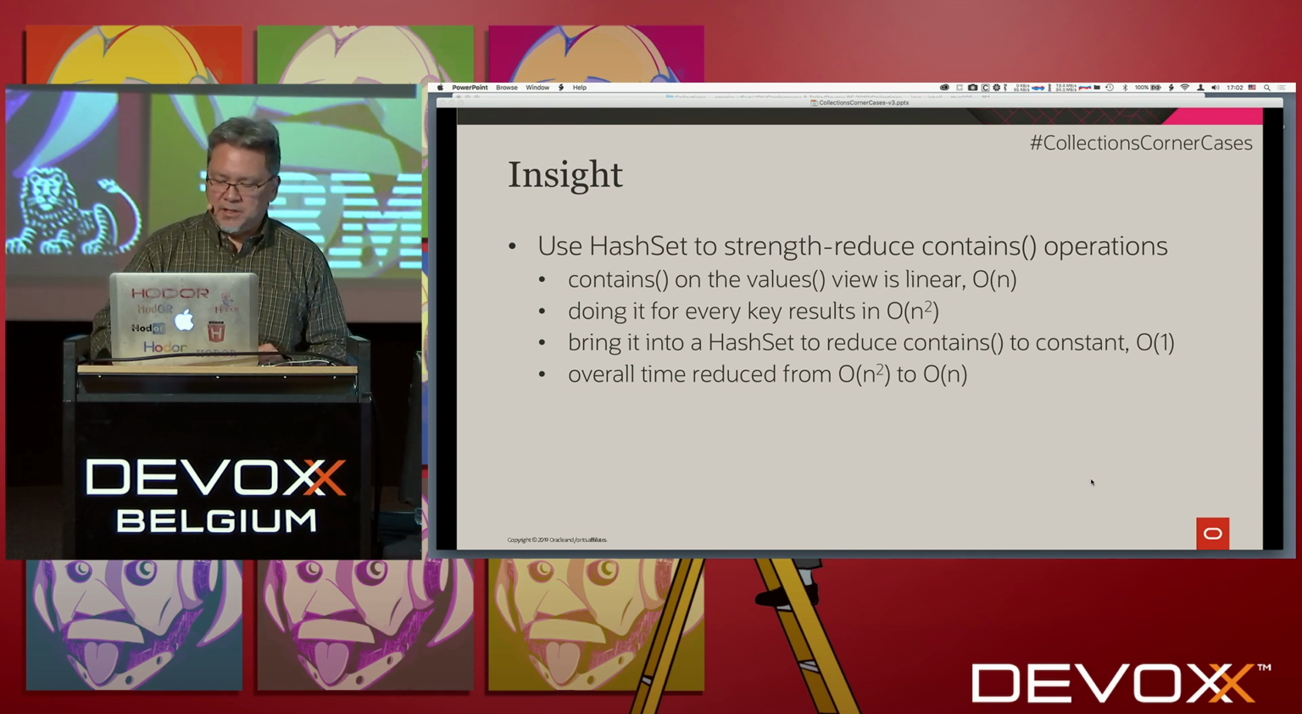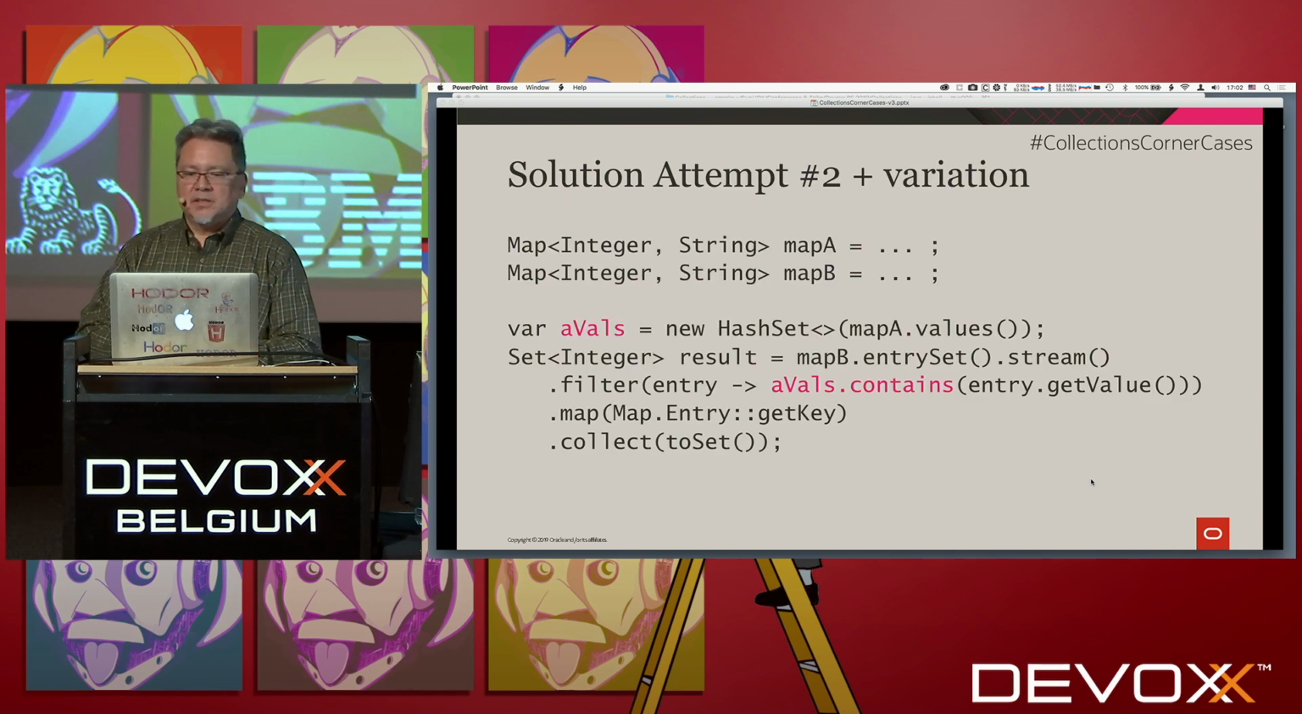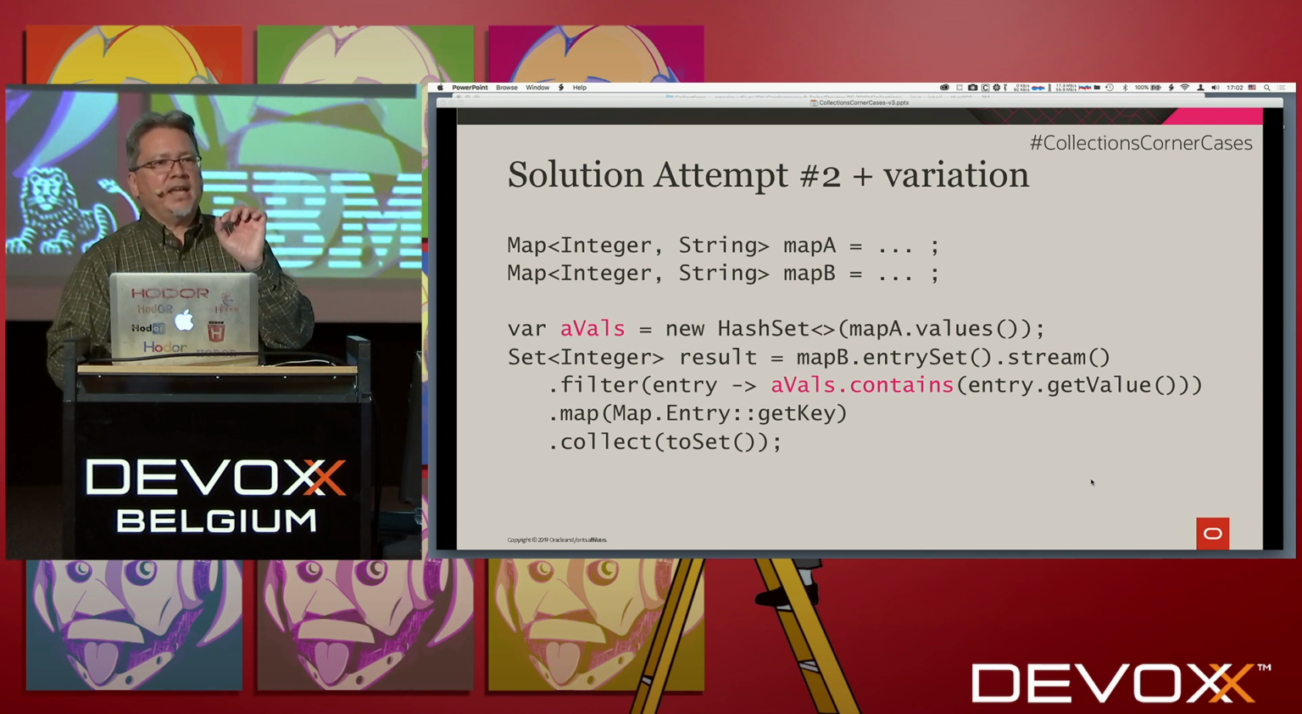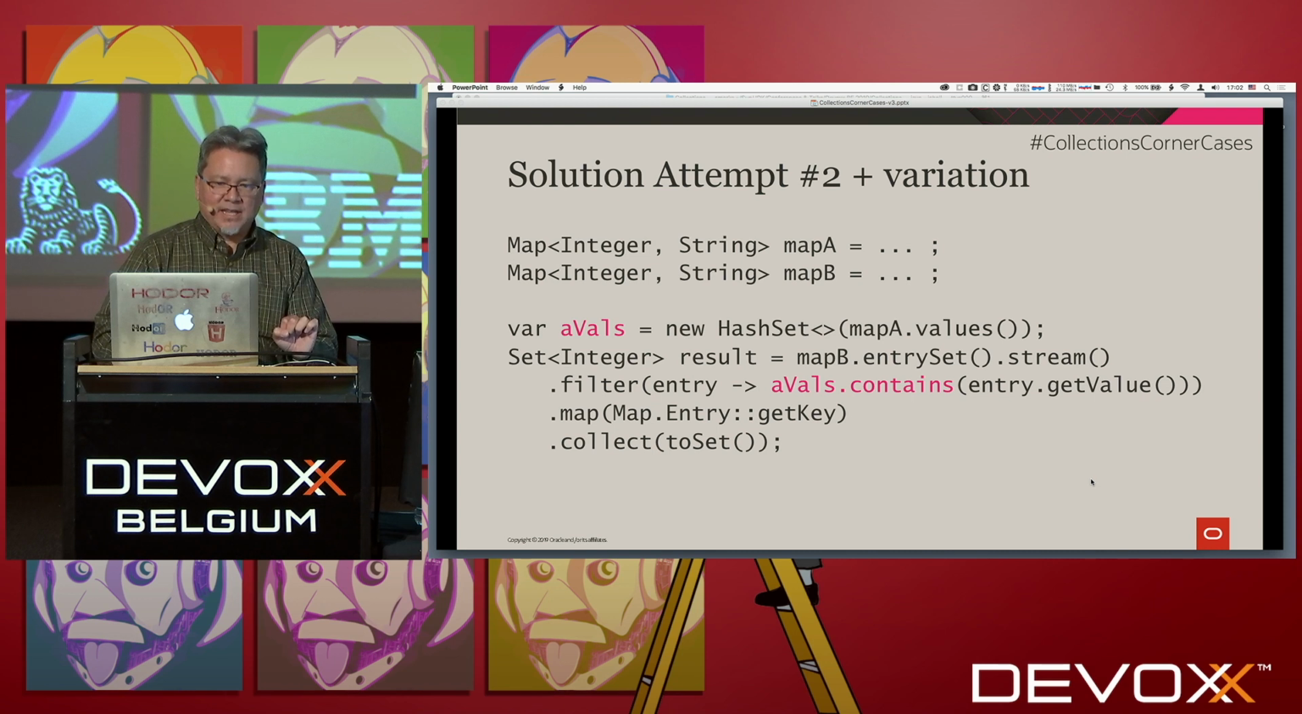Okay, so that's what we were going to do, and so the next code here is a slight optimization of that, which is we first bring A's values into a hash set, and then we have the same algorithm where we stream over map B's entries, see if A's values contains this value, filter it, get the key, and collect that into a set. And that's much better. Certainly algorithmically, that does reduce it to linear. The code is kind of complicated because streaming over the entry set is a little bit cumbersome. I think you can improve on this still.